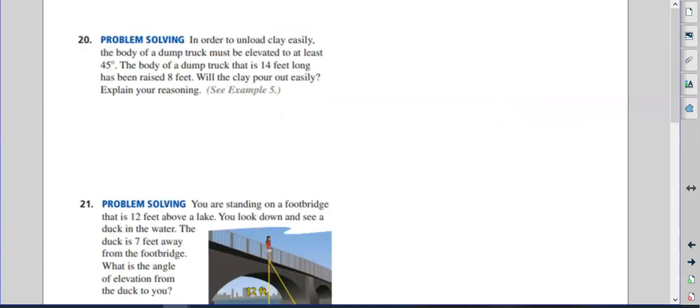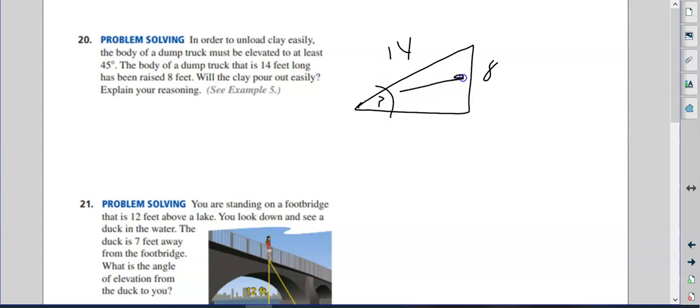Okay, I'm going to draw a picture. It says, in order to unload clay easily, the body of a dump truck must be elevated to at least 45 degrees. The body of the truck is 14 feet long and raised 8 feet. So this is my 14. This is the ramp. That's 8. We're trying to find that angle. So from this angle, this is the opposite, and this is the hypotenuse.